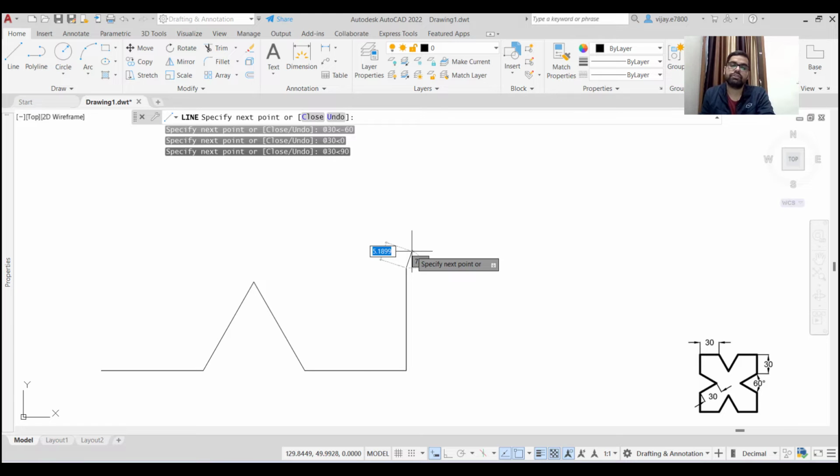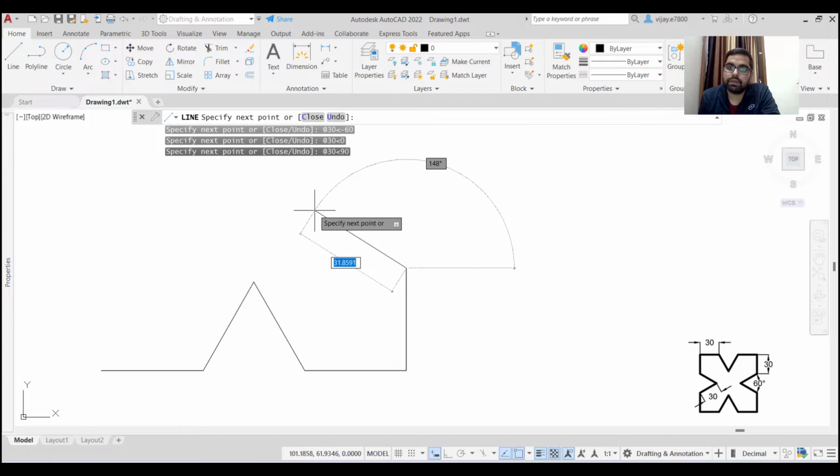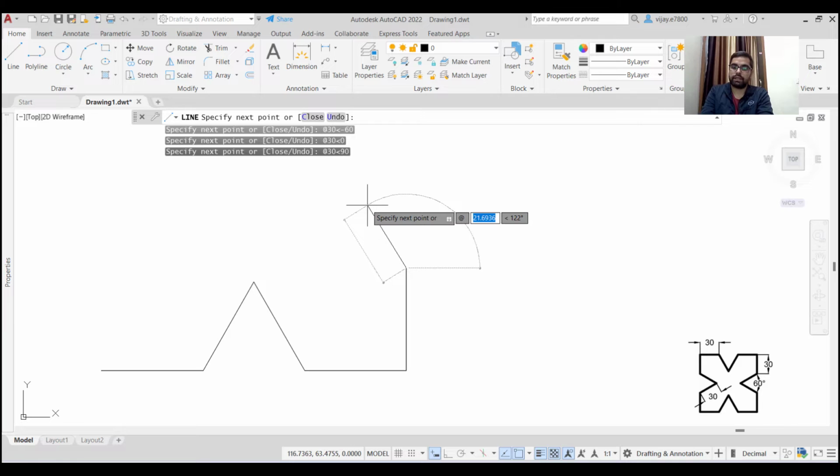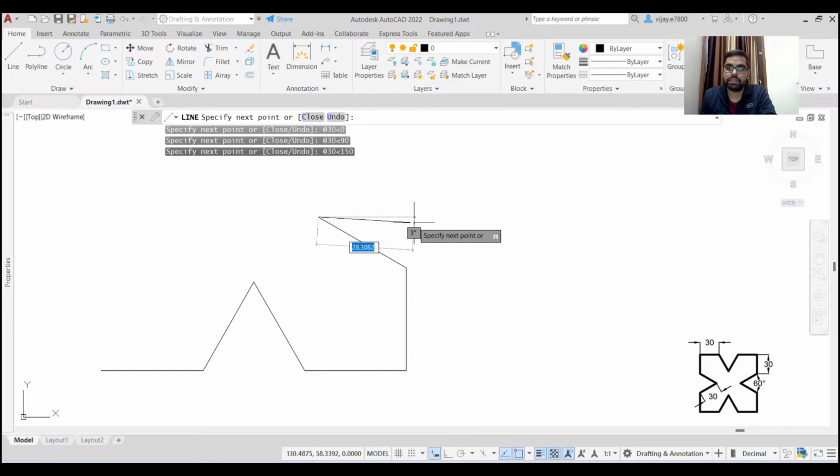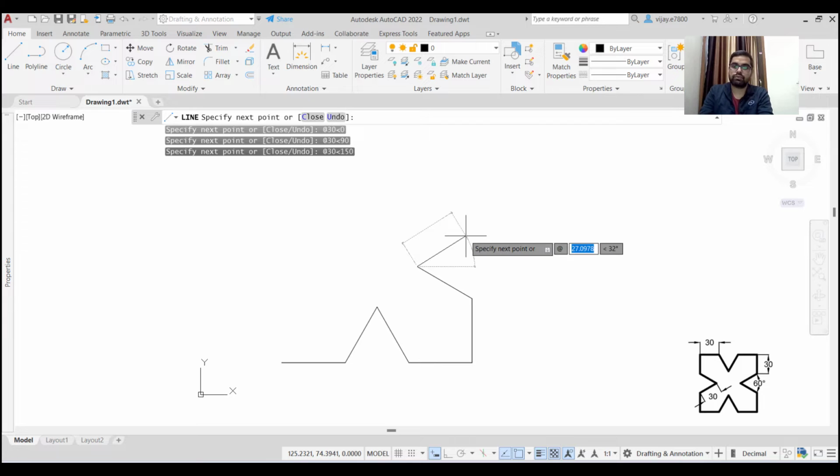Now take a look. The next angle that we need to draw will be this angle. What will it be? The angle will be 90 degree plus 60 degree, so 90 plus 60 will be 150 degree. So @30 is the side and angle is 150, then press enter. Now this time we need the angle of 30 degree, because this will be the angle from the x-axis. So side is 30 and angle will be 30.